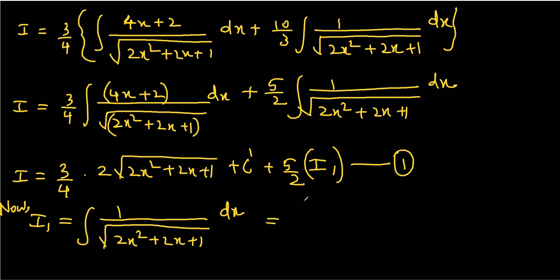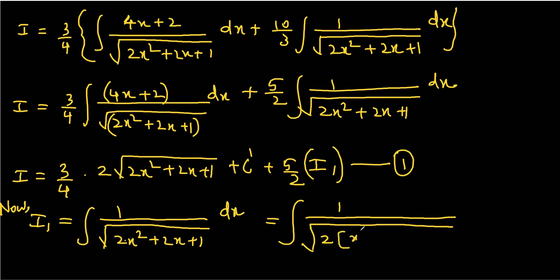What is the next step? This is 1 upon root quadratic. We have done enough problems on that. The step says make the coefficient of x square positive 1. So I take 2 common. So I get x square plus x plus 1 by 2 dx. Make the coefficient of x square 1, so it is 2x square. I take 2 common. I get x square plus x plus 1 by 2.